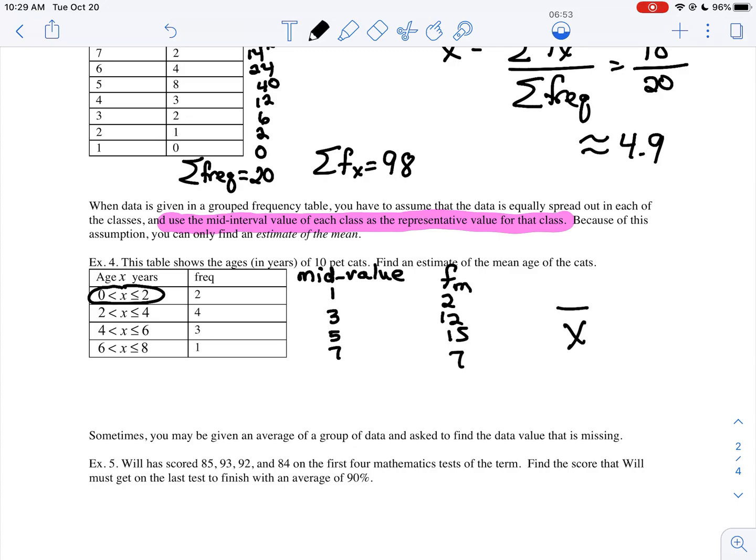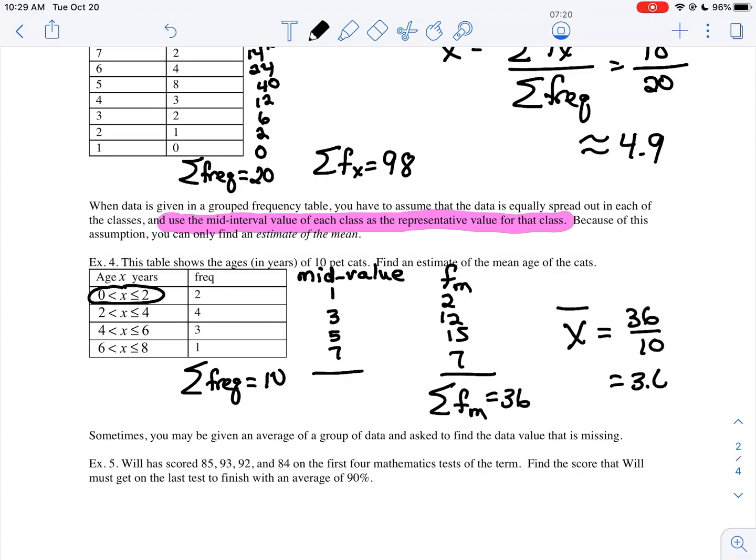So the mean, whoops, I forgot to add them up. So let's add up the frequencies. We're going to take the sum of the frequencies. How many are there? There's 10. And then we're going to do the sum of f sub m. Go ahead and add those up for me. I got 36. So you'll take 36 over 10, which is 3.6, and that's in years.